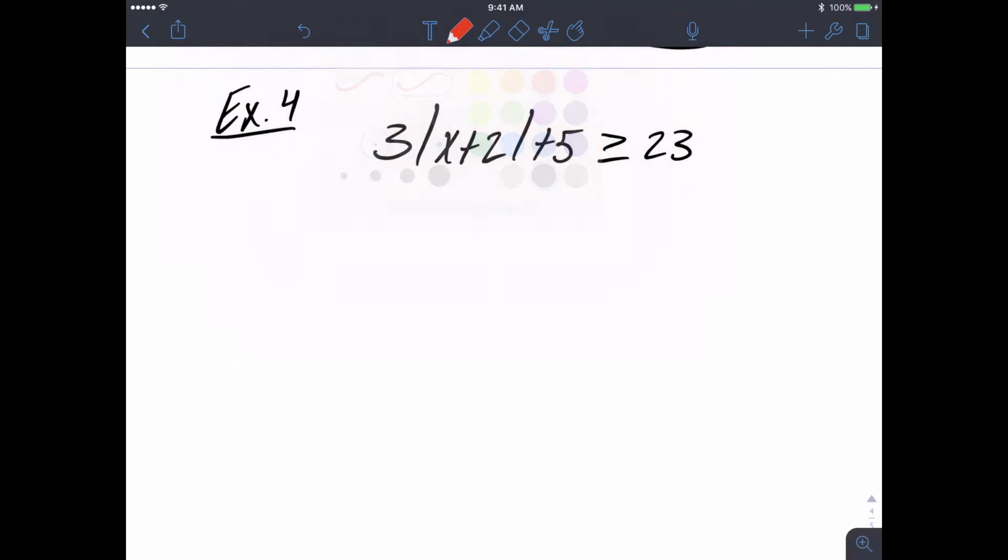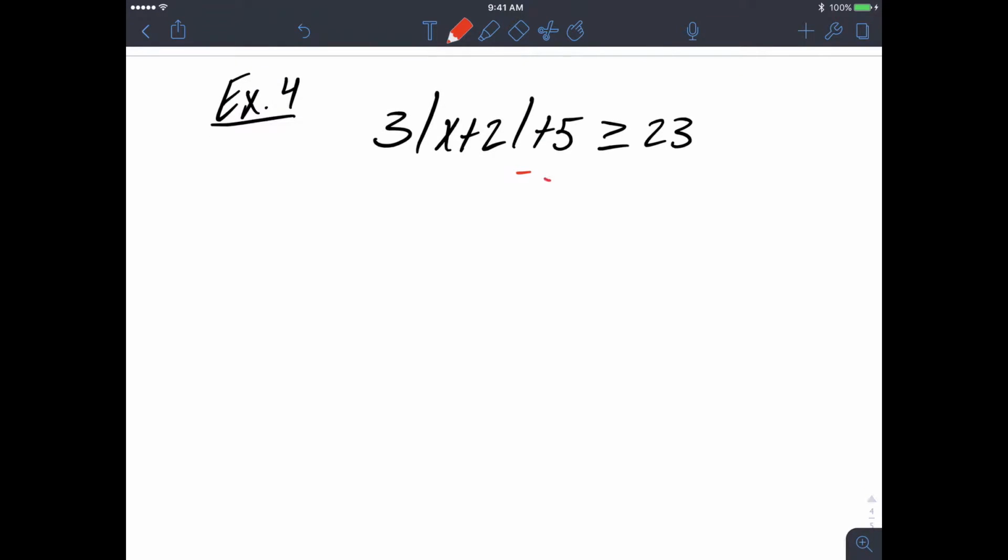Okay, so just like before, we did an example similar to this. We want to get it into a form that we already know. So let's go ahead and subtract 5 from both sides. And we're going to rewrite what we have left. 3 times absolute value of x plus 2 greater than or equal to 23 minus 5 is 18.